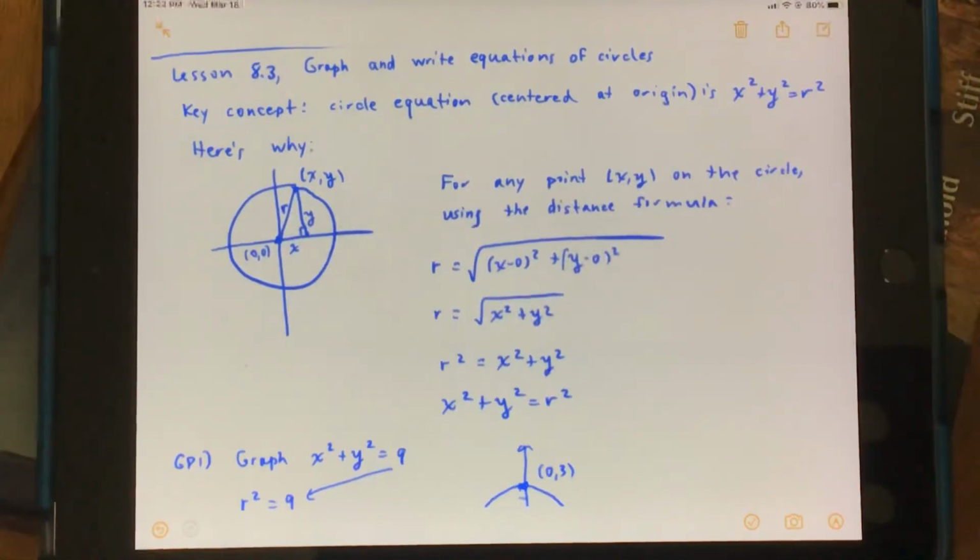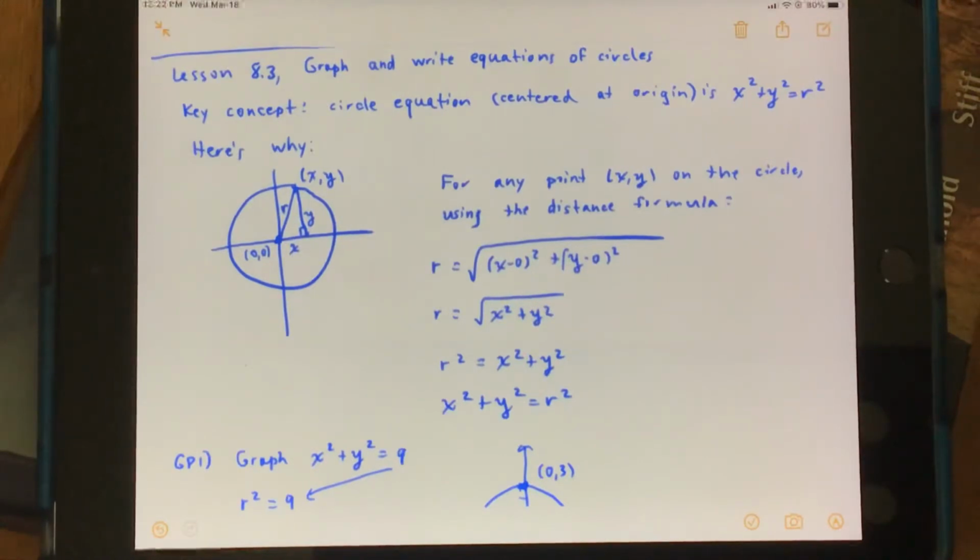Hello, period 3. We're going to go over our guided practice problems now for lesson 8.3. In this lesson, we're going to graph and write equations of circles. So we're moving out of parabolas for right now and moving into equations of circles.